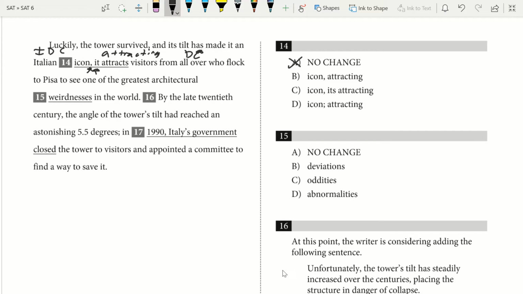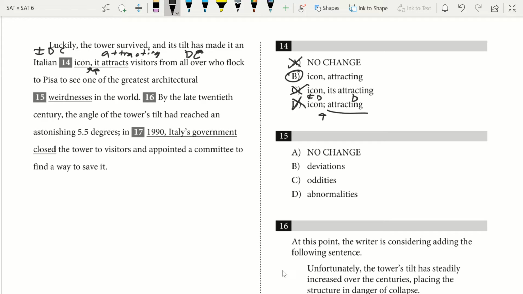And we keep the meaning of the sentence the same. So I know that my answer there is going to be B, right? And another thing, we know D is wrong. We have a semicolon, but then we have "attracting." We can't use a semicolon to split our independent clause from a dependent clause. It would have to be independent and independent. So we know D is out.